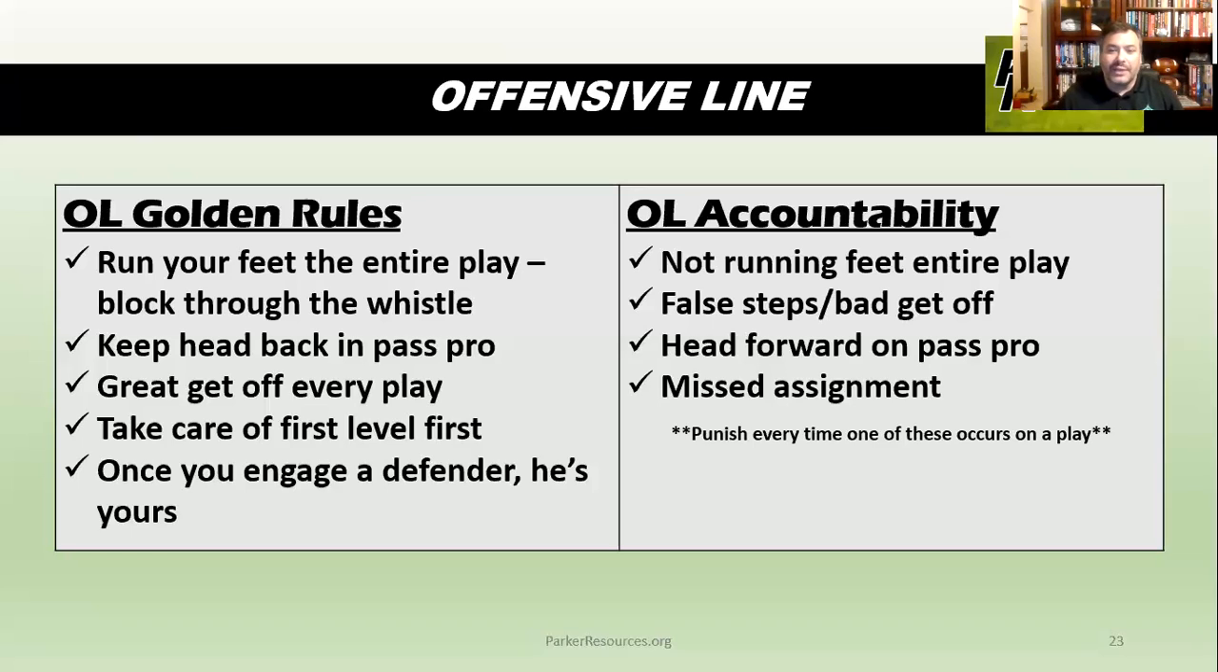What did O-linemen get in trouble for? It kind of mirrors the rules: not moving their feet, feet staying stagnant, bad get-offs, bad head placement, and then obviously missing assignments, like they blocked the wrong guy.